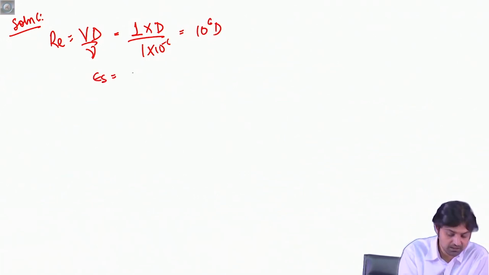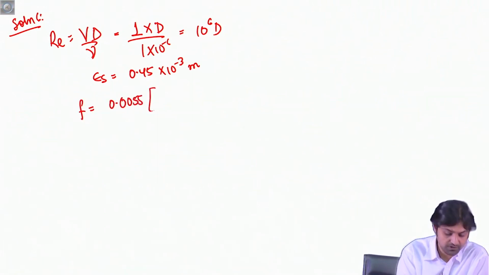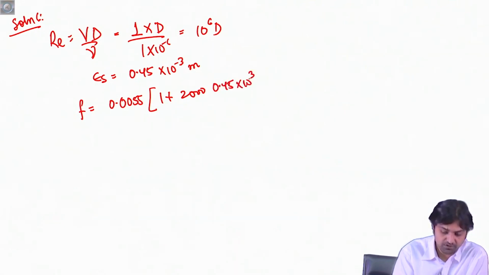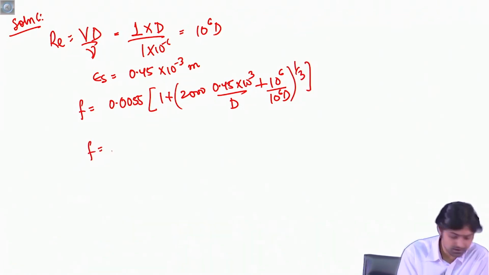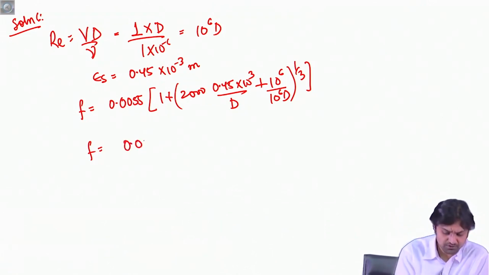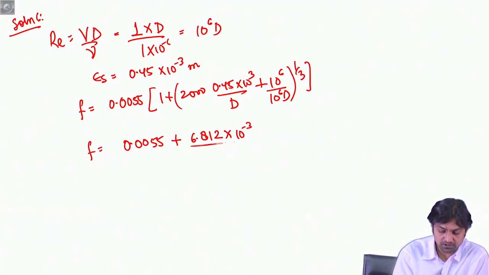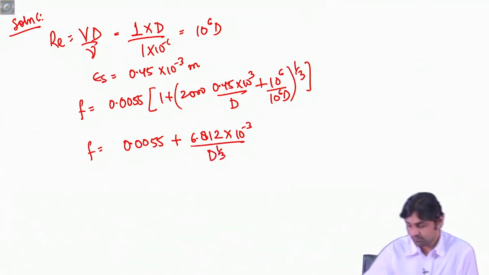We have already been given epsilon, that is 0.45 into 10 to the power minus 3. Now if we substitute, most of the things we know already, into 0.45 into 10 to the power 3 by d, because d we don't know, that is what we have to find out. So f can be written as 0.055 plus 6.812 into 10 to the power minus 3 divided by d to the power 1 by 3.